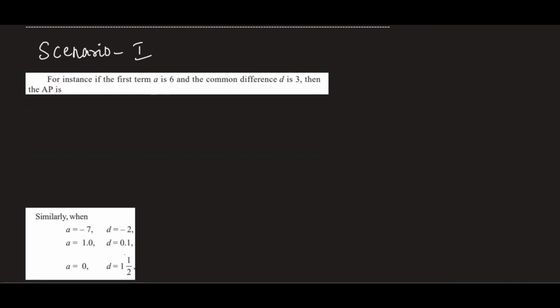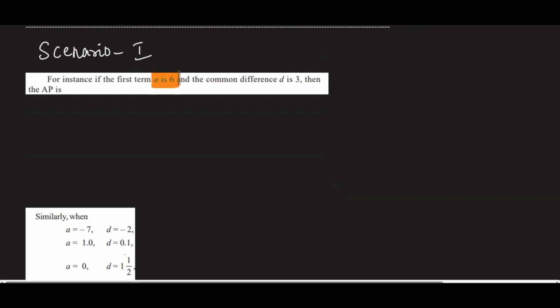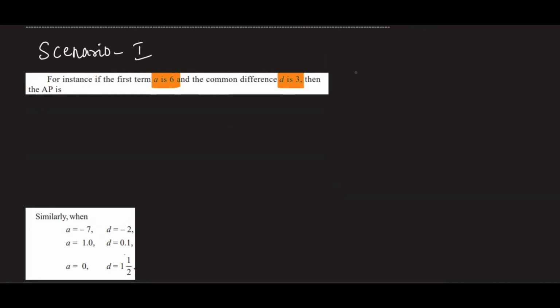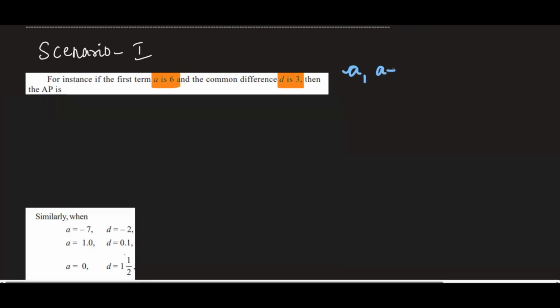Okay, now let's start with the next one. There are two common scenarios which we can actually see. This is the first one, scenario number one. For instance, if the first term of an AP is A and the common difference is D, then the AP is... So if in the question they give us what is A and also the common difference, which is D, will we be able to form the AP series? Now let's give it a try. Let's use the general format of the AP, which is A, then A plus D, then A plus 2D, then again A plus 3D, and so on.